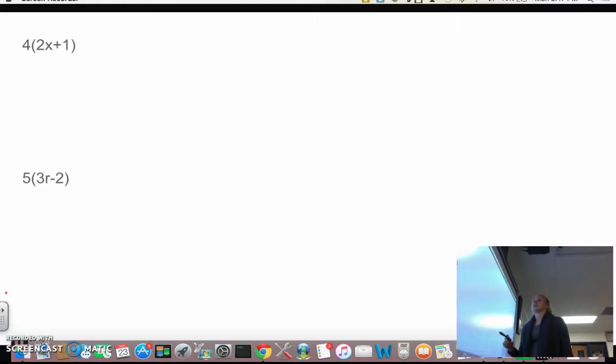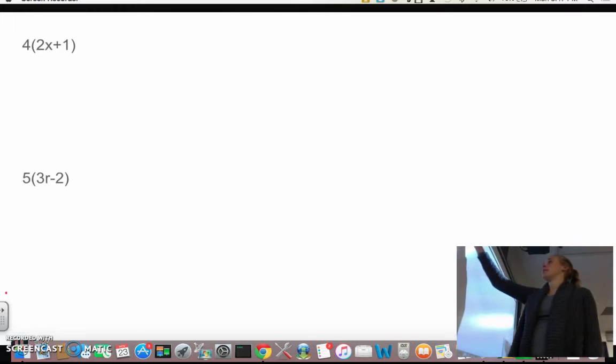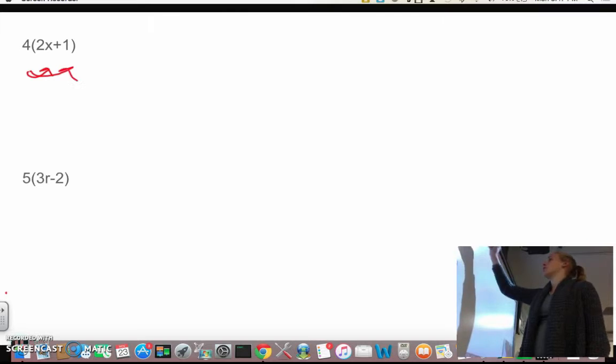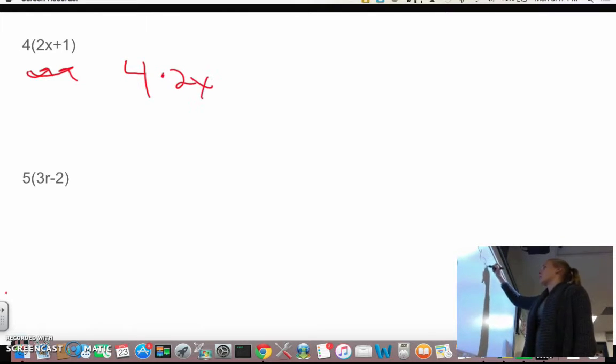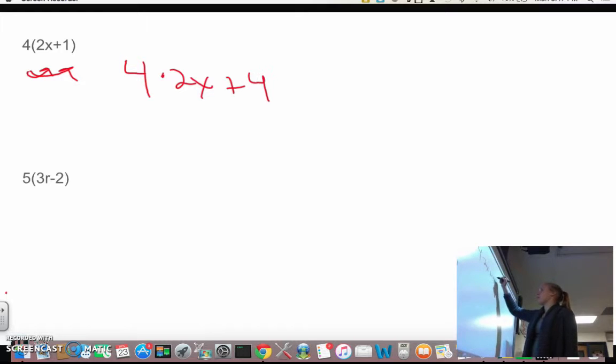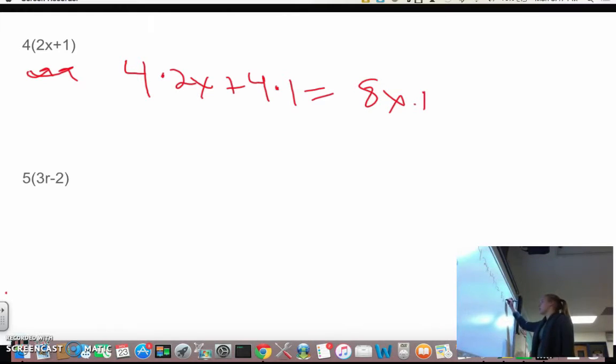So the distributive property also works when you have a number multiplied by a variable inside of the parentheses. So in this example, we'd take 4 times 2x and 4 times 1. 4 times 2x plus 4 times 1. And that will give us 4 times 2 is 8, with our x, 8x plus 4. Try the next one on your own.